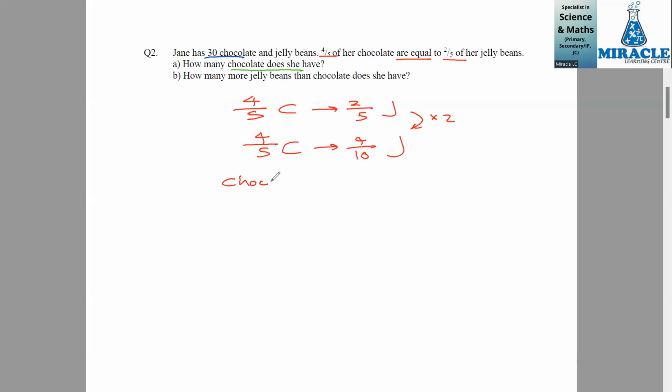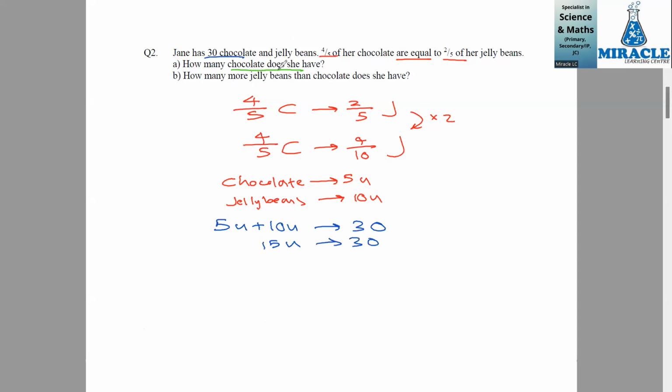So we know that chocolate has 5 units and jelly beans has 10 units. And the question states that Jane has 30 chocolates and jelly beans, which means that the sum of the chocolate and jelly beans units represents 30. So 5 units plus 10 units represents 30. So 15 units represents 30.